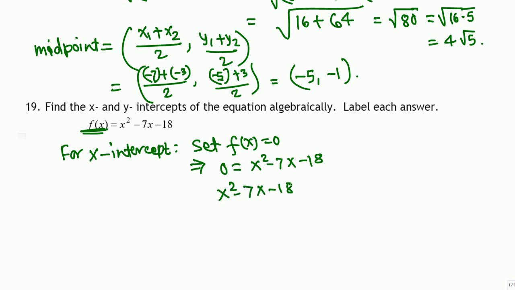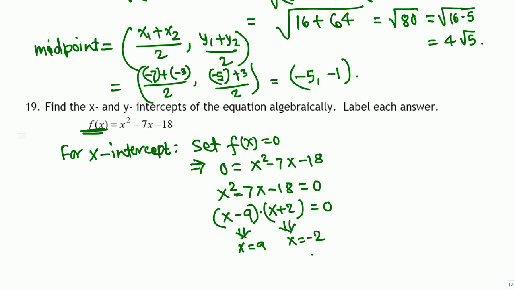Factor this trinomial. x squared, so x times x. Now for negative 18, we need to find two factors that combine to give negative 7. So 9 times 2 is 18, and 9 minus 2 is 7. To get negative 7, put negative on the 9 and positive on the 2. So we have a product of two factors equals 0. That means either the first factor is 0 or the second factor is 0. The first factor becomes 0 when x equals 9, and the second factor becomes 0 when x equals negative 2. So these are the x-intercepts.